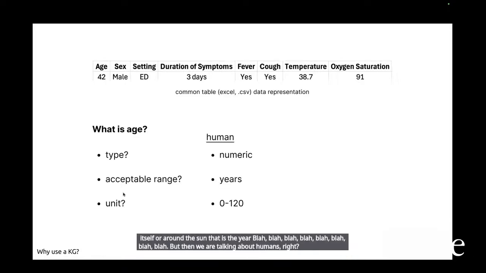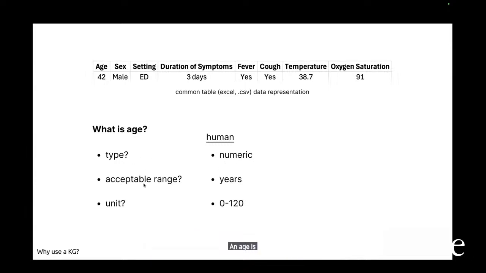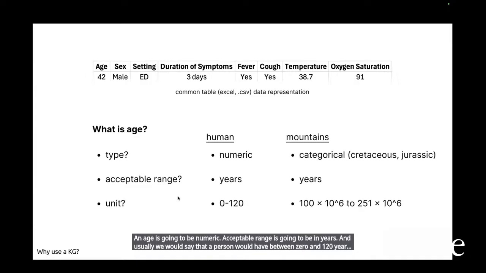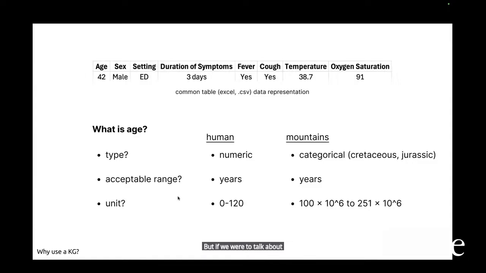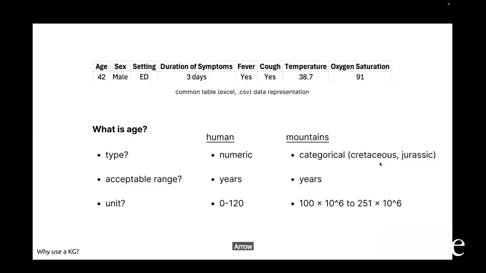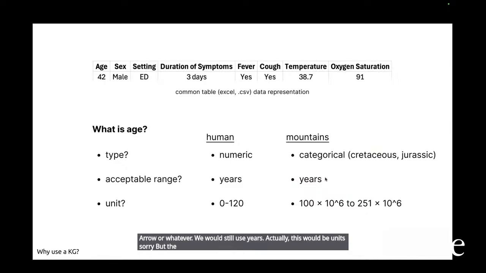So if it's a human, an age is going to be numeric. The acceptable range is going to be in years, and usually we would say that a person would be between 0 and 120 years old. But if we were to talk about mountains, we would actually use a different type of data. We would have categorical data, like Cretaceous, Jurassic era, or whatever. We would still use years. Actually, this should be units, sorry. But the acceptable range would be much larger. We would be talking about millions and millions of years for a mountain compared to a human.